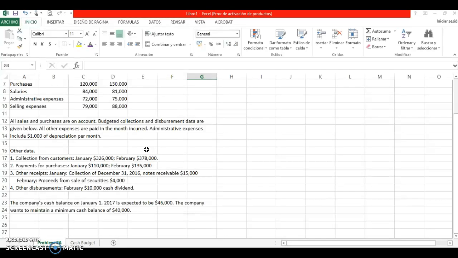The company's cash balance on January 1st, 2017 is expected to be $46,000. The company wants to maintain a minimum cash balance of $40,000. The instructions for the problem say, prepare a cash budget for January and February.